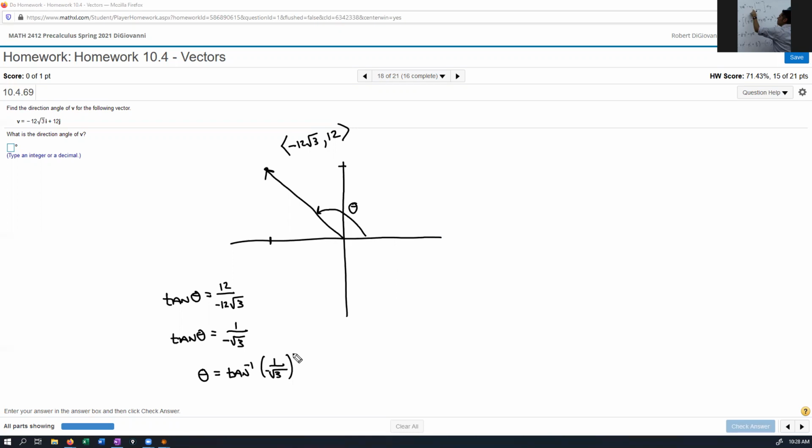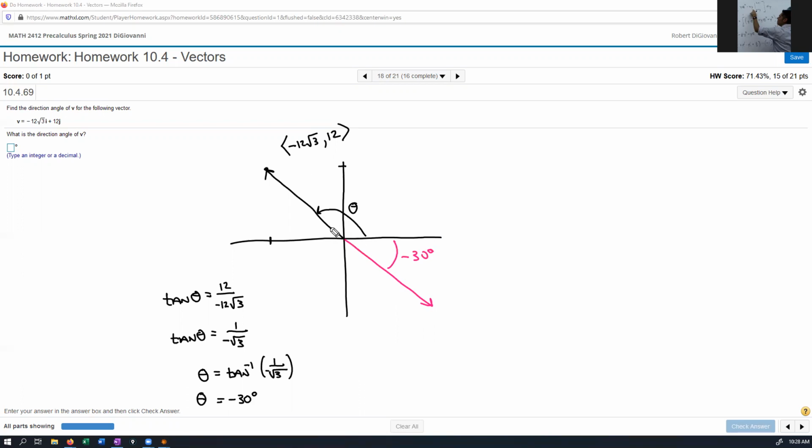I get negative 30 degrees. Okay, now we have to be real careful because what that's saying, remember, because we used our tangent, our answers are only going to be in the first or fourth quadrant. So my calculator thinks that we're actually at negative 30. It thinks that we're down here at negative 30. But in fact, we're right here.